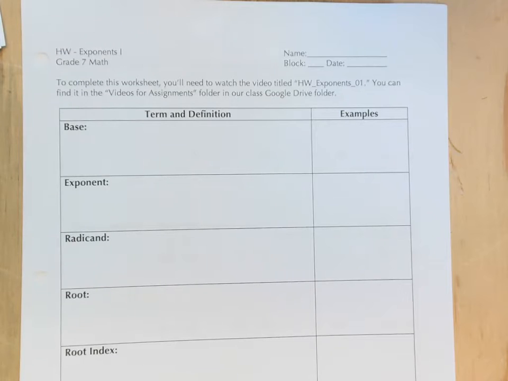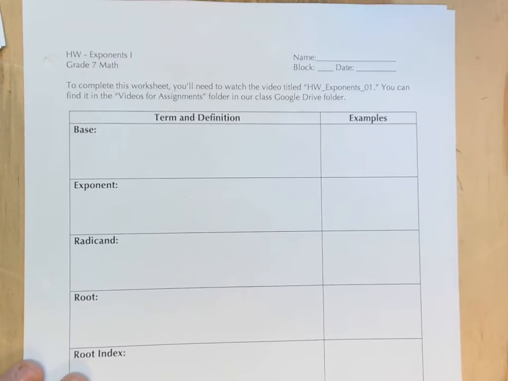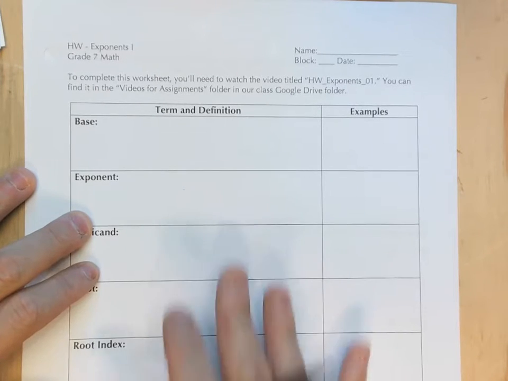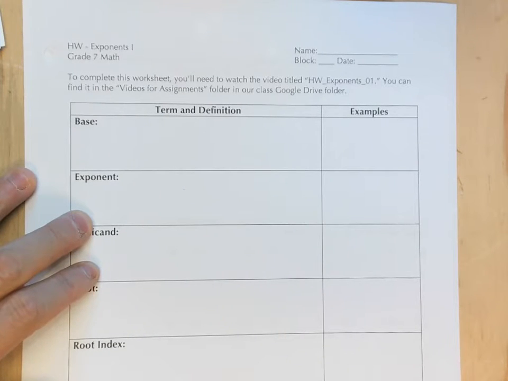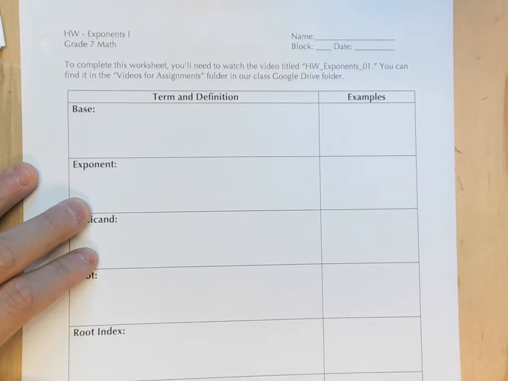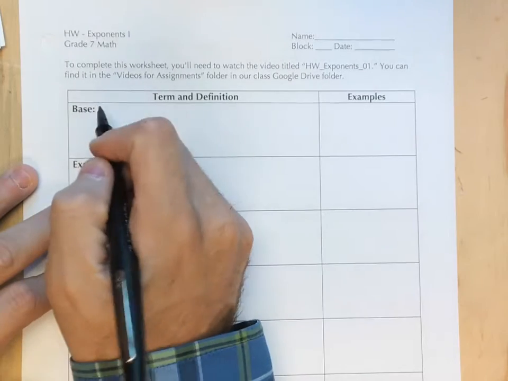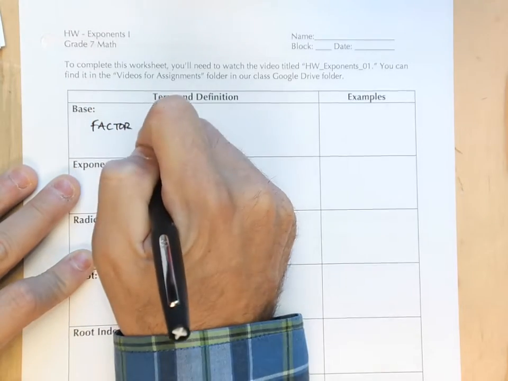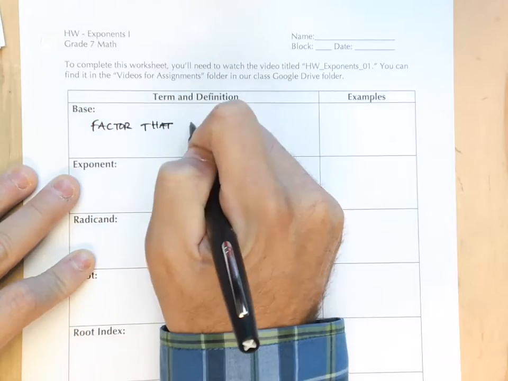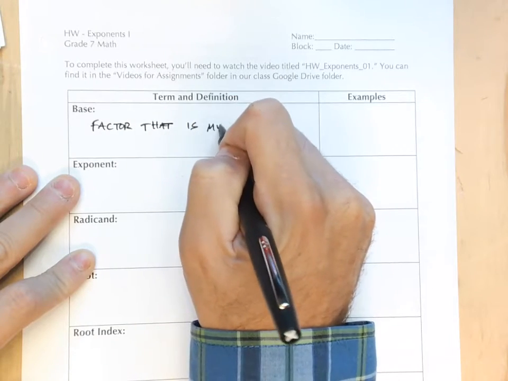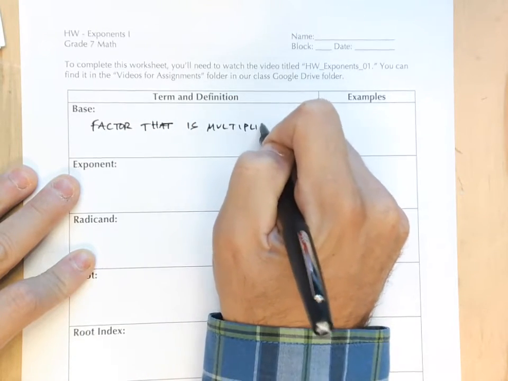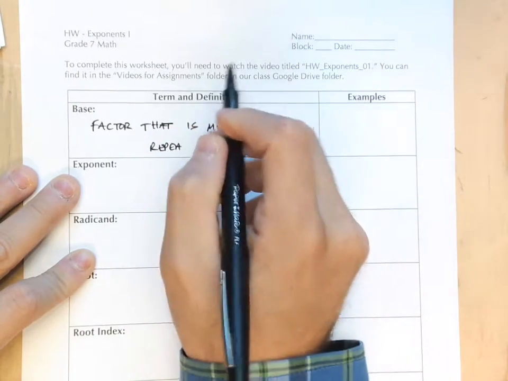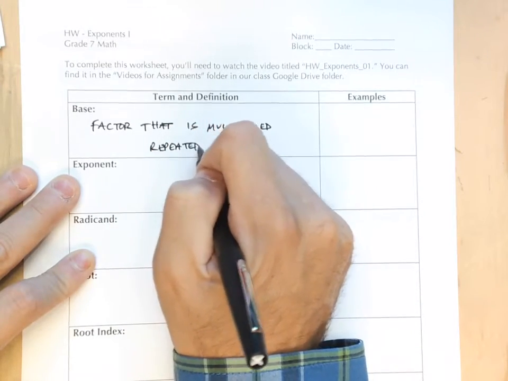Hi, in this video I'm going to go through some of the terms and definitions for working with exponents and roots. You should have this piece of paper and copy in the notes on your paper as I'm going through them on the video. So the definition for the base is a factor that is multiplied repeatedly.